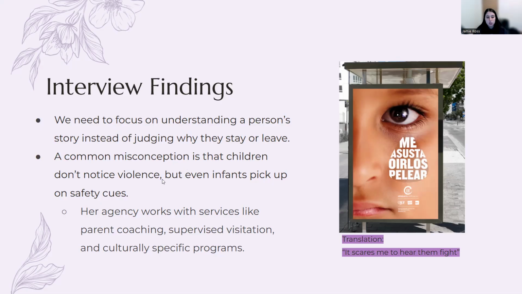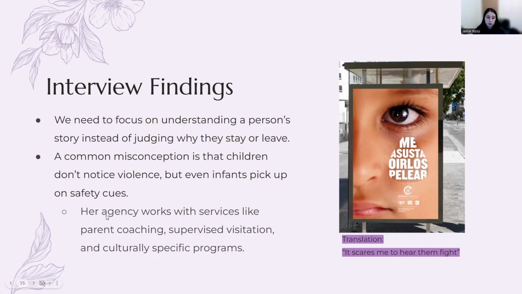And then a common misconception is that children don't notice violence, but even an infant can pick up on safety cues. A lot of media does convey that children do see what's going on. I would like to talk about a lot of the different types of media where the mom and dad are fighting and screaming at each other. And then the children, typically a brother and a sister, are hiding in a bedroom on their bed, and the older one is comforting the little one. So there is that as well.